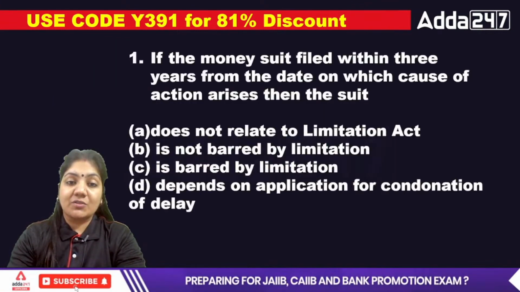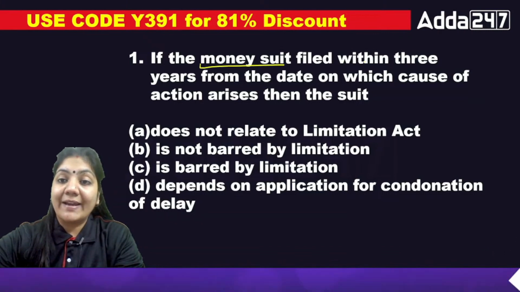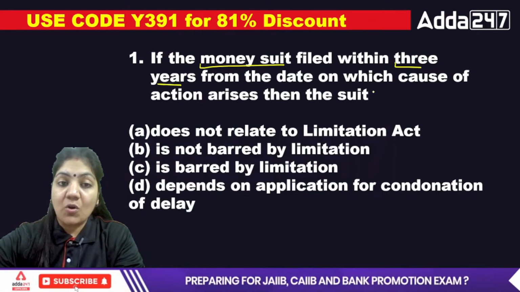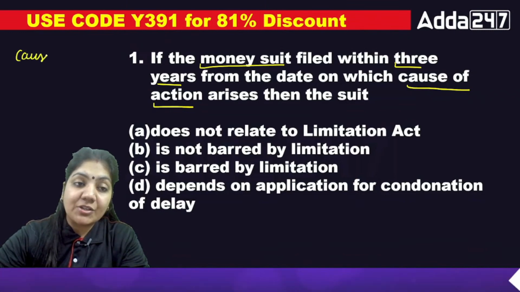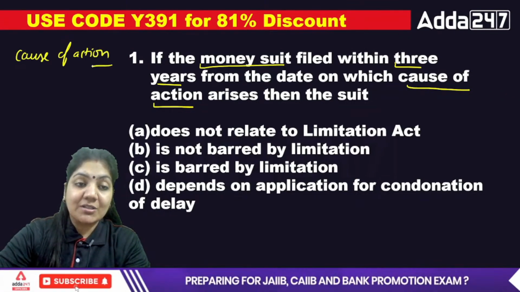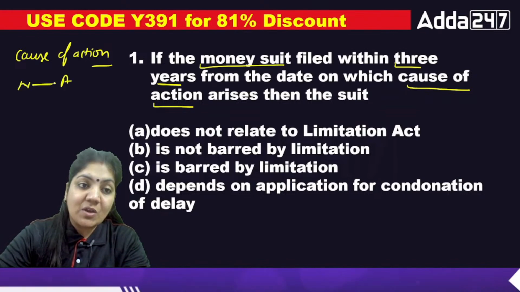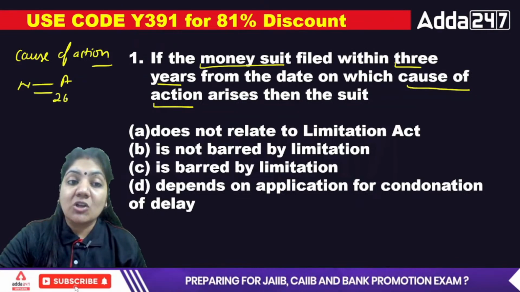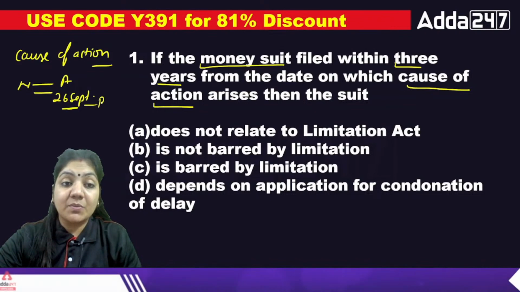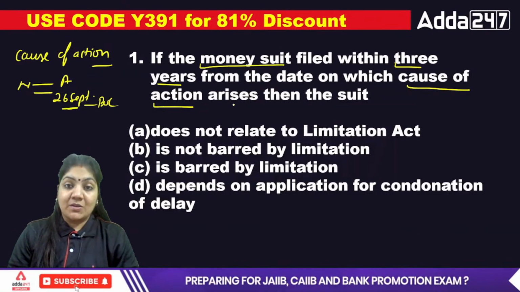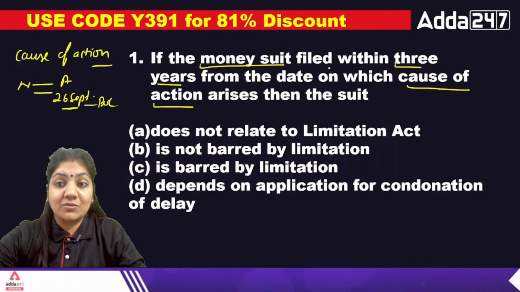Now, the first question on the screen is: if a money suit is filed within 3 years from the date on which the cause of action arises, then the suit... What is this cause of action? Cause of action means when the action happened. Suppose Nikita ma'am and Amit sir are doing a contract, and the contract is breached on 26th of September. My limitation will start from 26th of September. So 26th of September, the breach of contract, is called the cause of action. So if the money suit, see, the term is already given, is filed within 3 years, that is the limitation period.